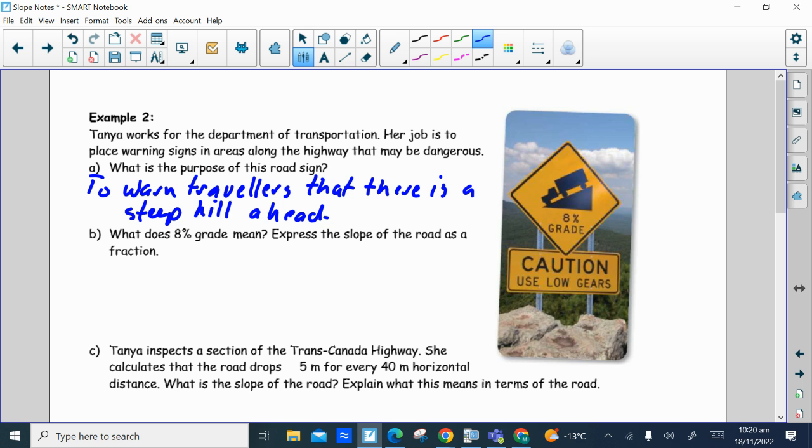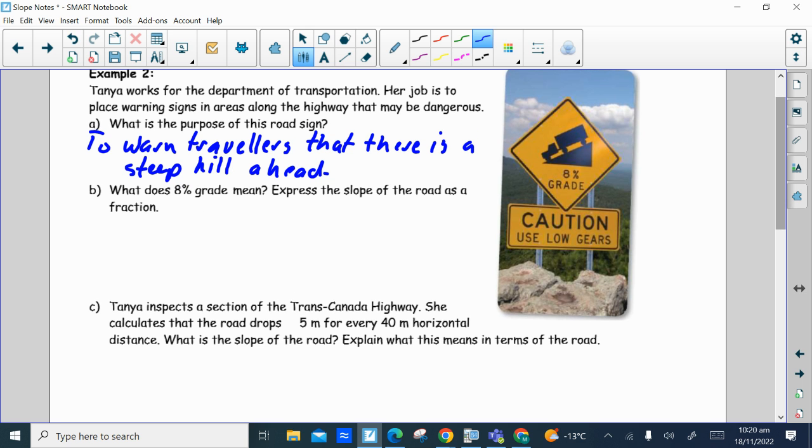Now we can see that this sign says that the grade is 8%. And part B says, what does 8% grade mean? Express the slope of the road as a fraction. Well, remember, we've worked with percent before. Percent means a number out of 100. So 8% means 8 out of 100. And remember that if we're talking about slope, slope is rise over run. So that's what this means.